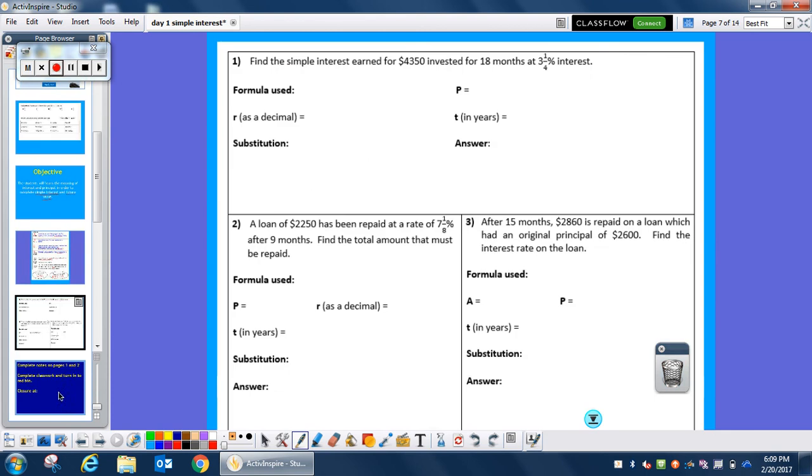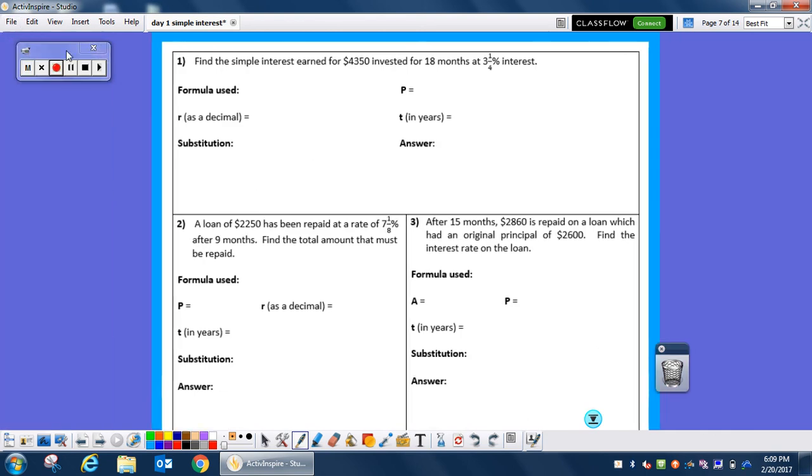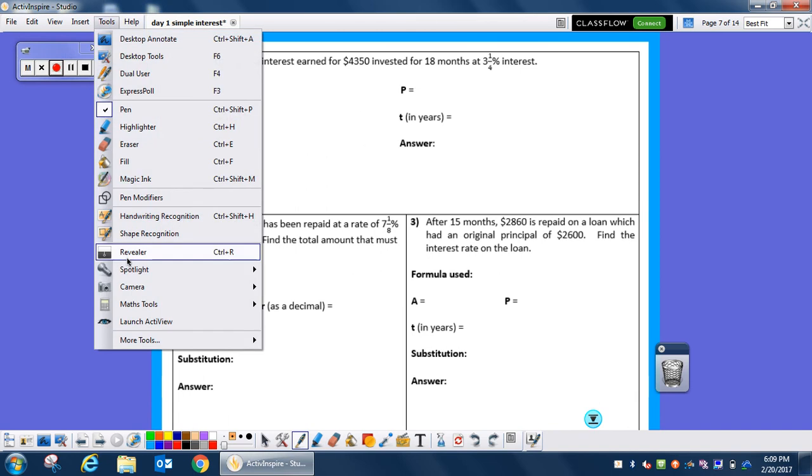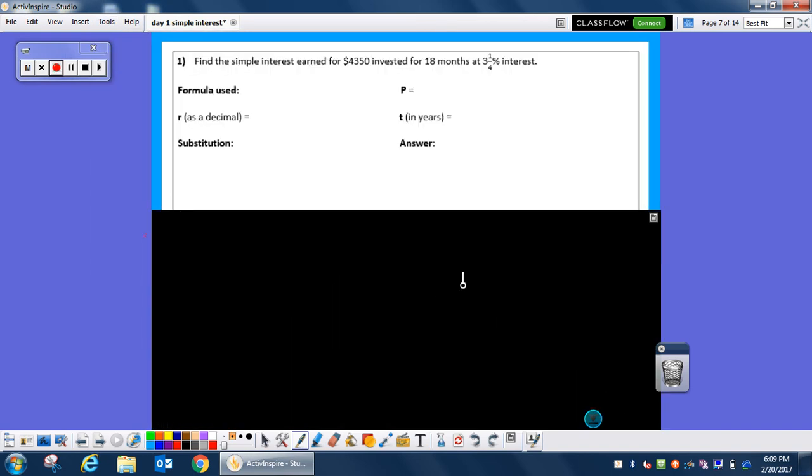Okay, we don't need this slide anymore. And then I will take questions if you have any as we move on. I suggest using a highlighter to highlight what the question is actually asking. So in number 1, it says, find the simple interest earned for $4,350 invested for 18 months at 3.25% interest. So the actual question here is to find the simple interest.